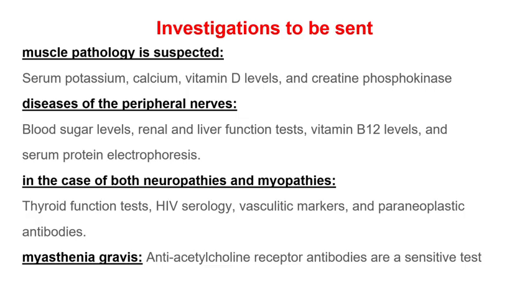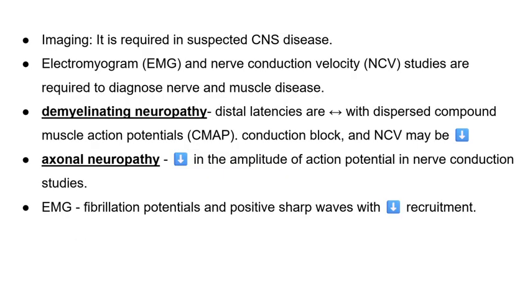If the disease is of the peripheral nerves: blood sugar levels, renal and liver function tests, vitamin B12 levels, and serum protein electrophoresis. In case of both neuropathies and myopathies: thyroid function test, HIV serology, vasculitic markers, and paraneoplastic antibodies. In myasthenia gravis, anti-acetylcholine receptor antibody is a sensitive test. Imaging-wise, CT brain is required in case of suspected CNS disease.